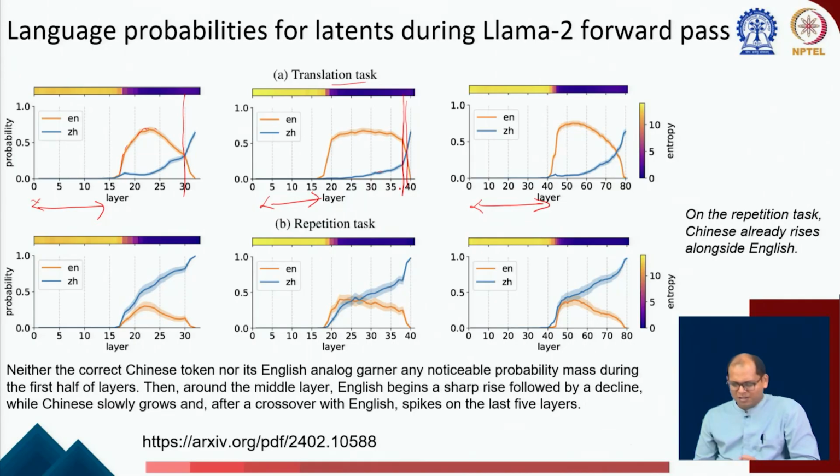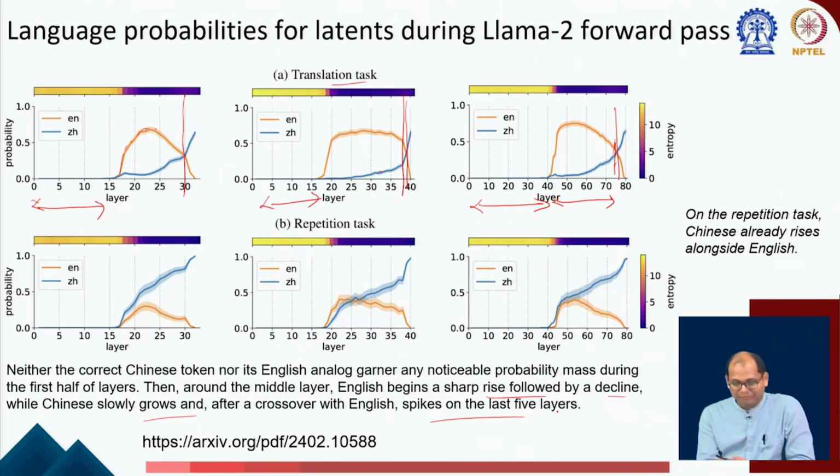So, across models with different layers, very similar phenomena was seen, that you have the initial layers where you are building representation, but not trying to predict the token, but then in the middle layers English takes predominance. So, you start generating the output in English, but in the final layer you will spit it out in the language of your input, the language in which you wanted the output. So, English has a sharp rise followed by a decline, and Chinese slowly grows, and after a crossover with English it spikes in the last 5 layers. So, that is what was very interesting about how these multilingual models work.